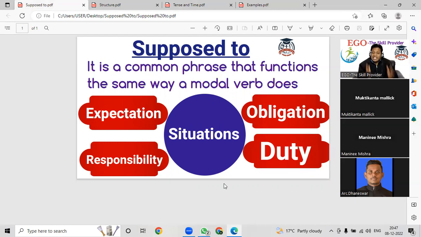So what exactly can you understand without going through the nitty-gritty of modals? You can use this super phrase, and it can simply replace the various modals. You see, for expectation you will apply one modal, for responsibility another modal, for obligation another modal, for duty another modal. There is a very good phrase, a common phrase for all the four things. And believe me, this is very, very important. It is for expectation, responsibility, obligation, duty. And this is the structure.